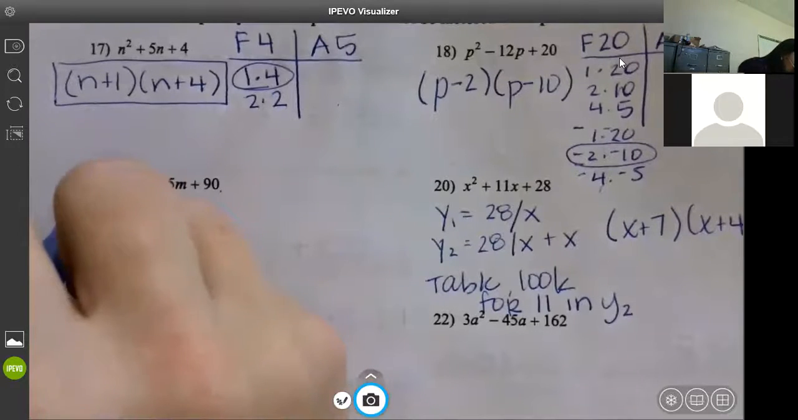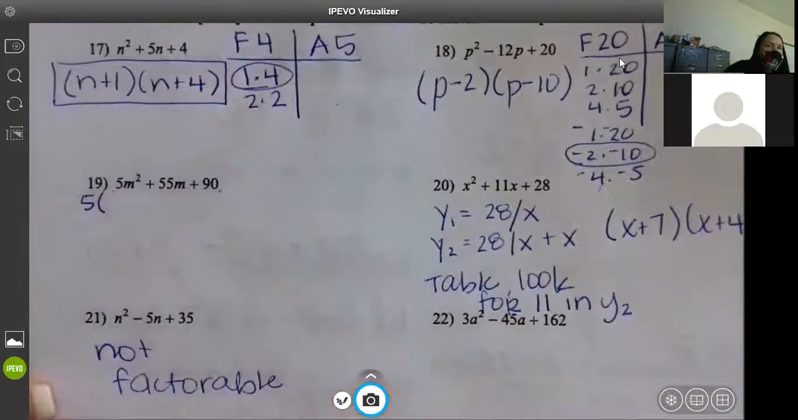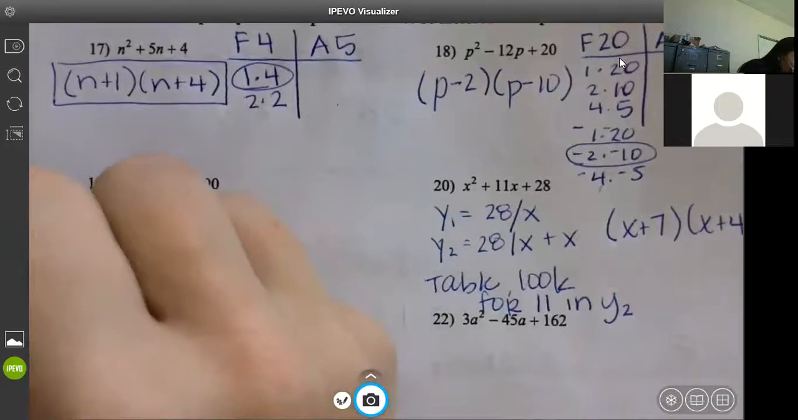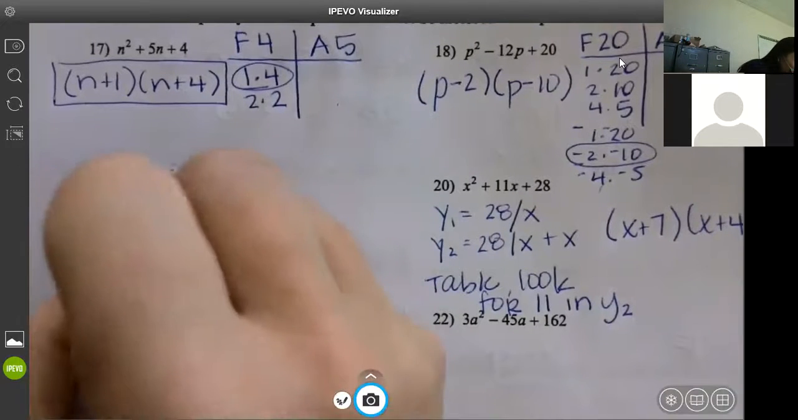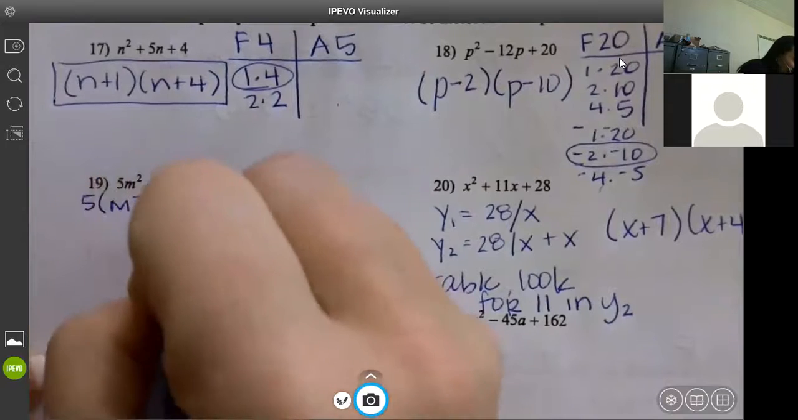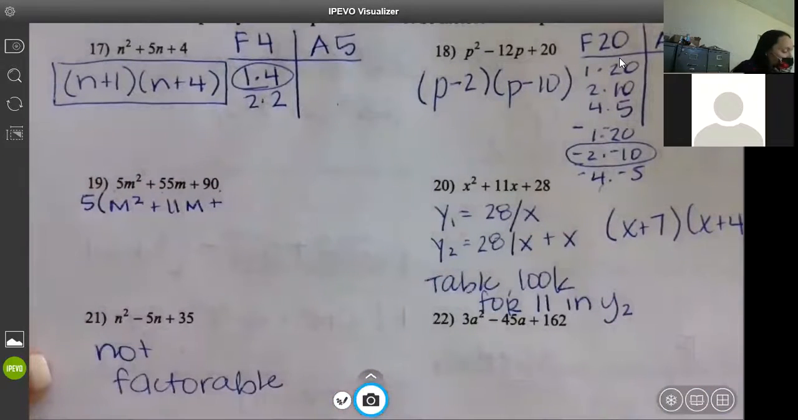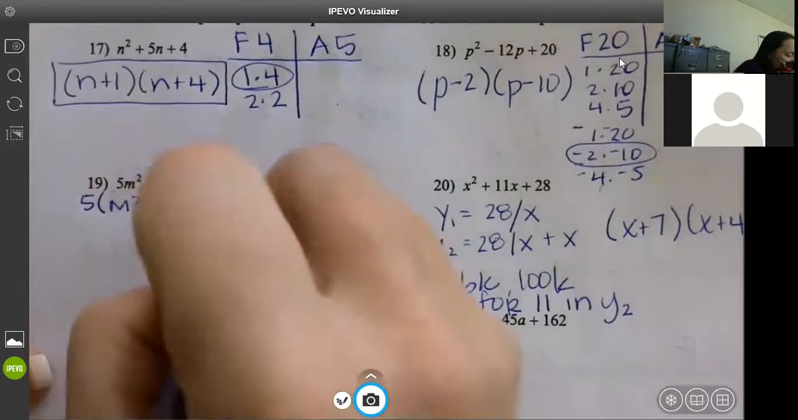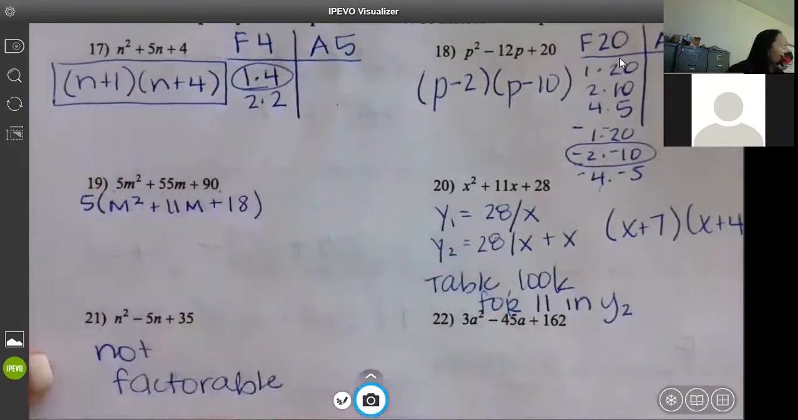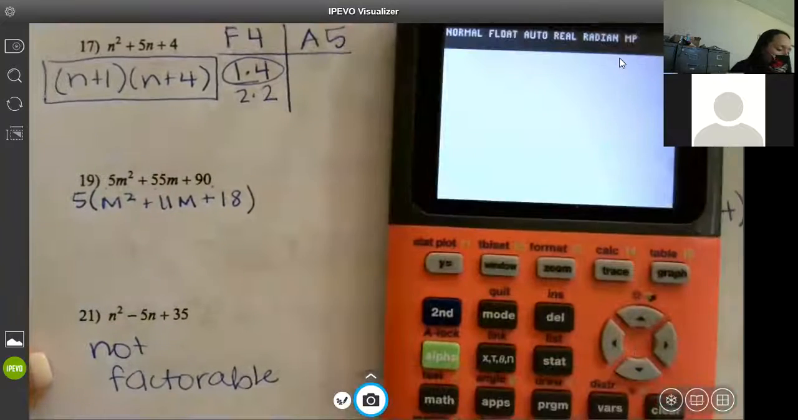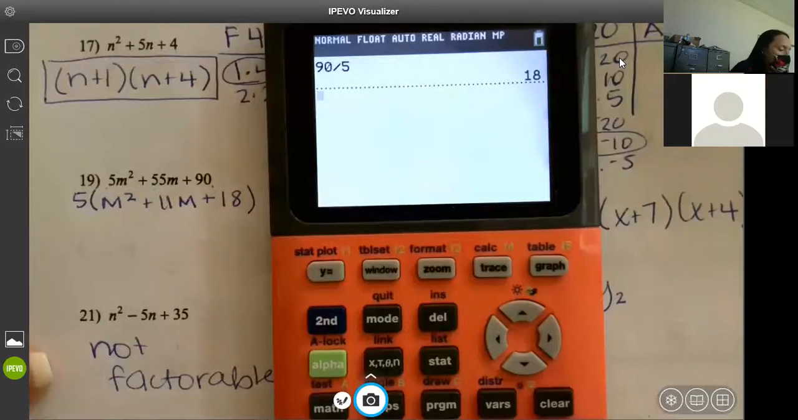So the first thing that I'm going to do is take out that GCF of 5. If there are any letters in common, I'll take that out too. It leaves me with m squared plus 11m. What is 90 divided by 5? 18? Yeah. How do you know? Put it in your calculator. Don't feel bad about doing it, okay?